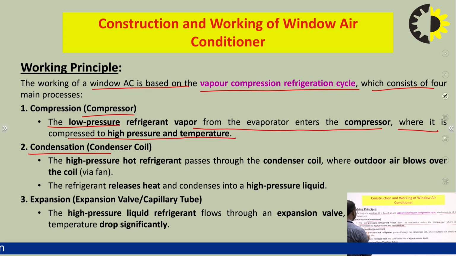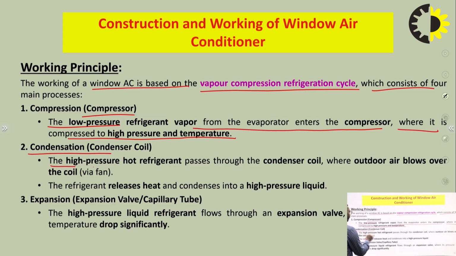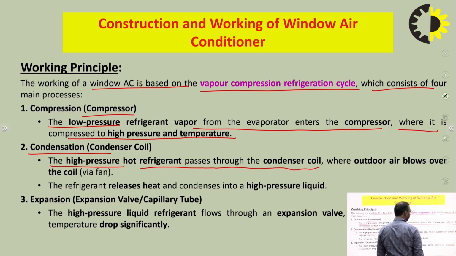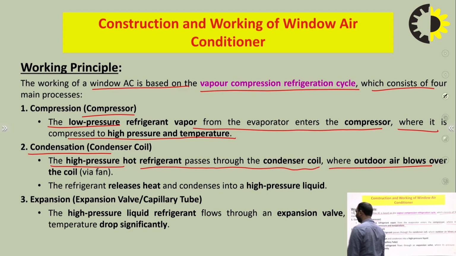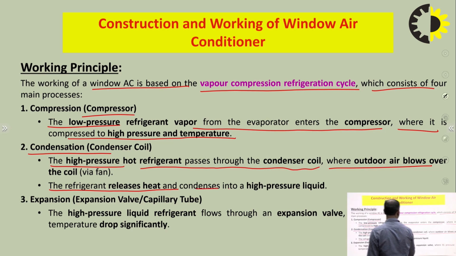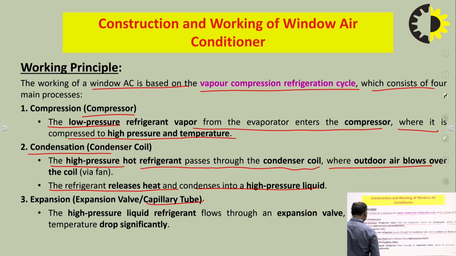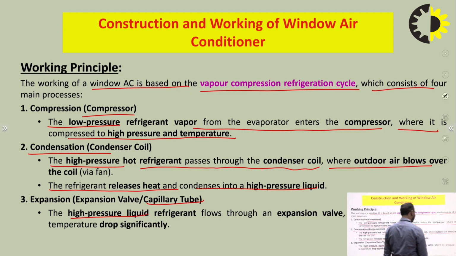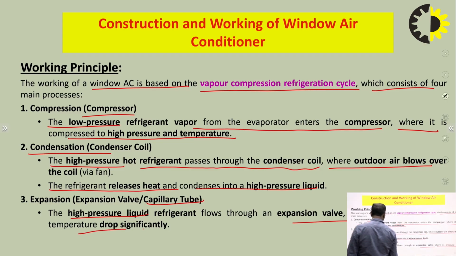So the second process is condensation. The high pressure hot refrigerant passes through the condenser coil, where outdoor air blows over the coil via a fan, and the refrigerant releases heat and condenses into a high pressure liquid. Then third is the expansion valve, a capillary tube. In this, the high pressure liquid refrigerant flows through an expansion valve where its pressure and temperature drop significantly.